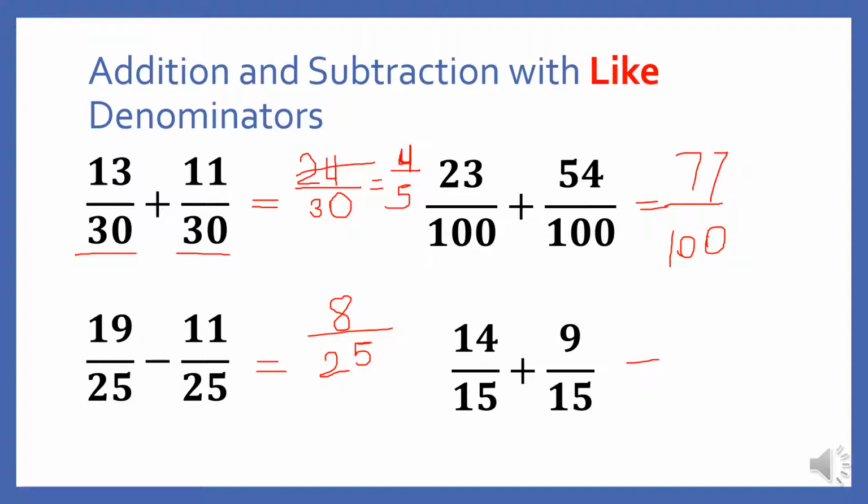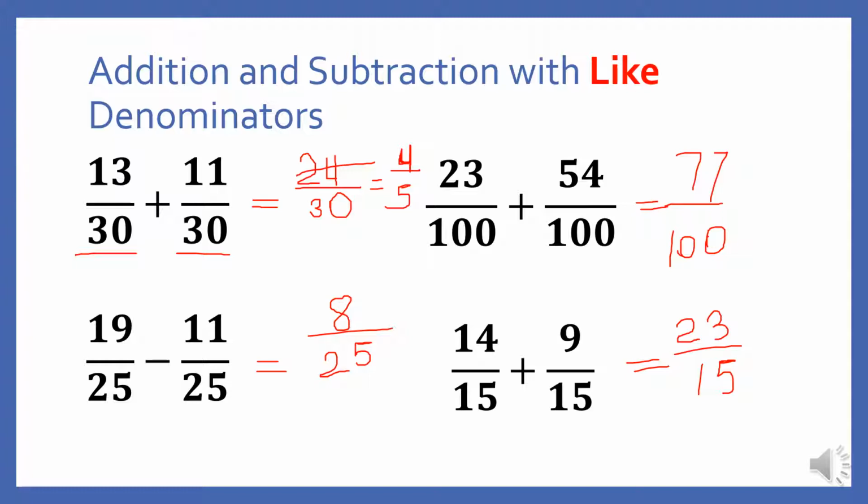Next example, we have 14 over 15 plus 9 over 15. The first thing you're looking for is to see if you have common denominators. Yes, we do. So all we have to do is add our numerators. We have 14 plus 9, and that's going to give us 23 over 15. Could this fraction be reduced any further? Is there any number that can go into 23 and 15 without a remainder? No. As we can see here, we also have an improper fraction.